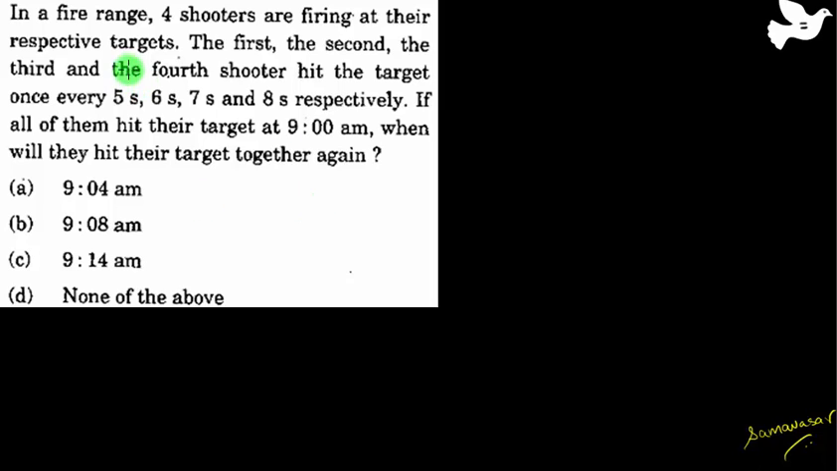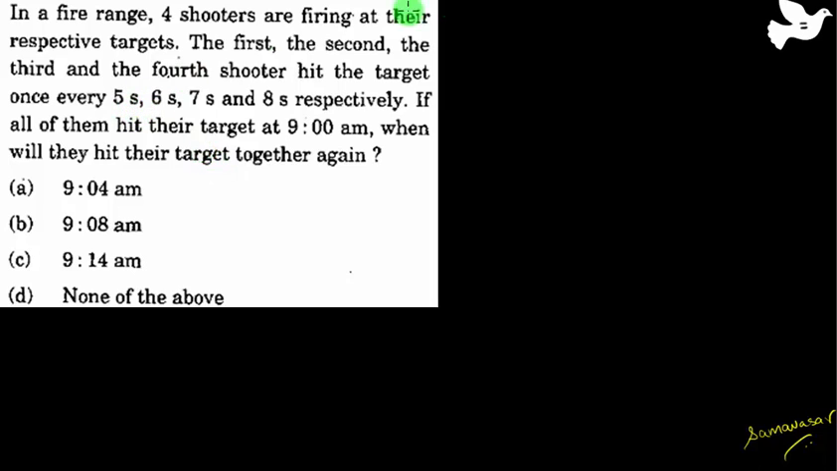Now, a very similar question. In a firing range, 4 shooters are firing at the respective targets. The first, the second, the third, and the fourth shooter hit the targets once every 5 seconds, 6 seconds, 7 seconds, and 8 seconds respectively. If all of them hit the target at 9 AM, when will they hit the target together again? So again, this is very similar to what we did there.